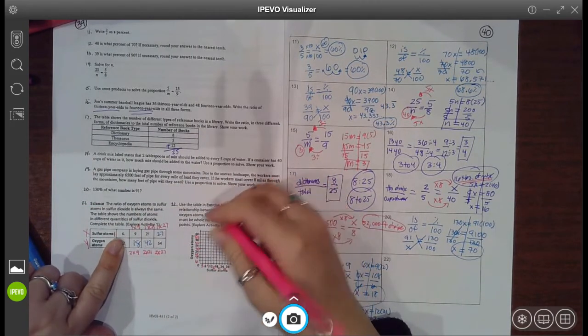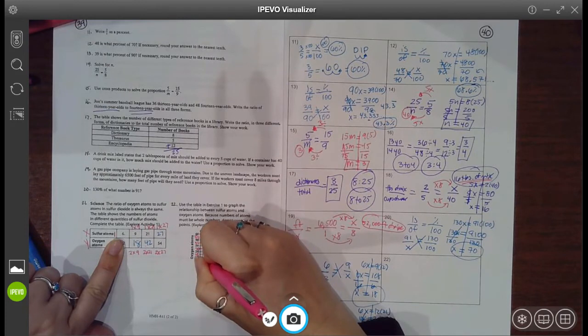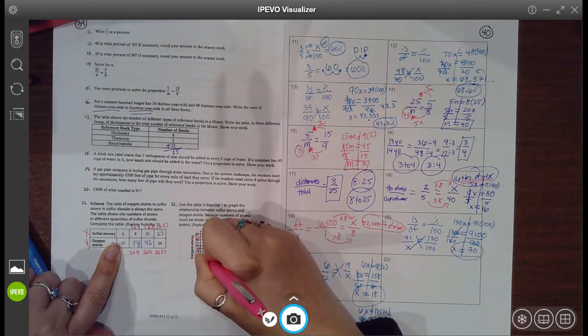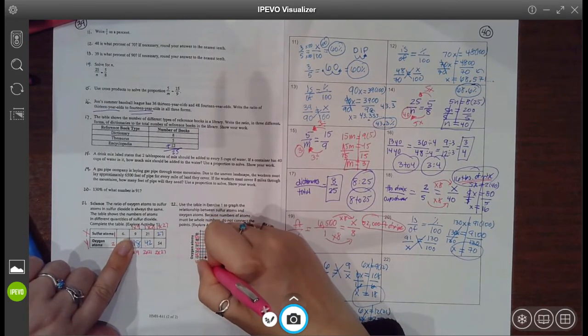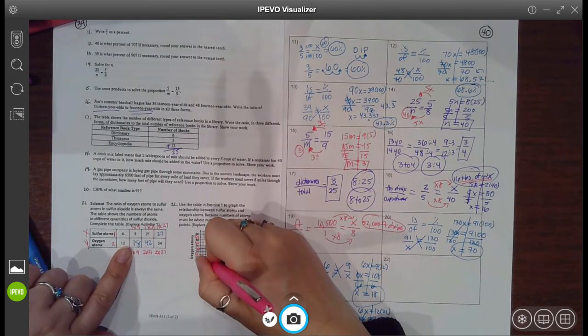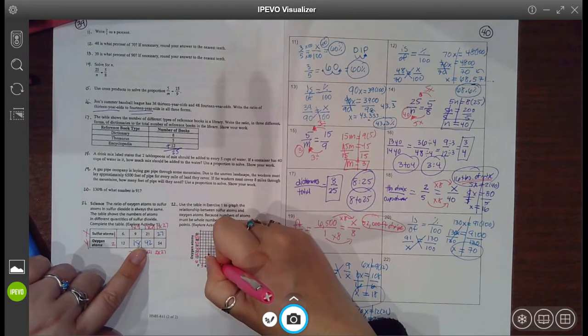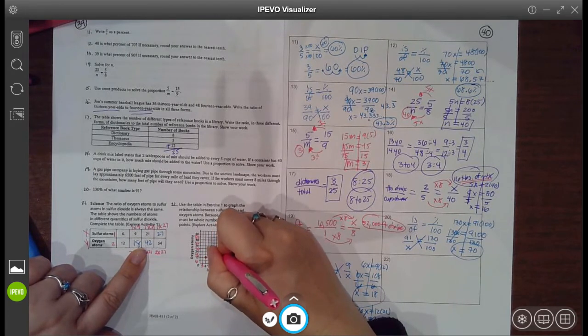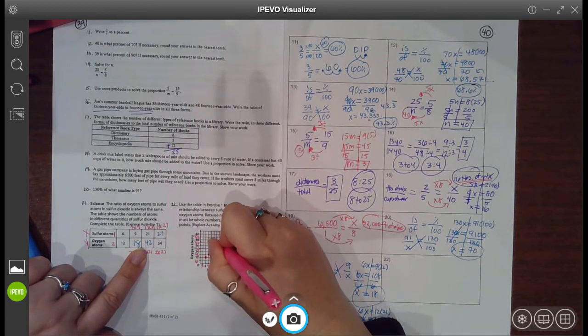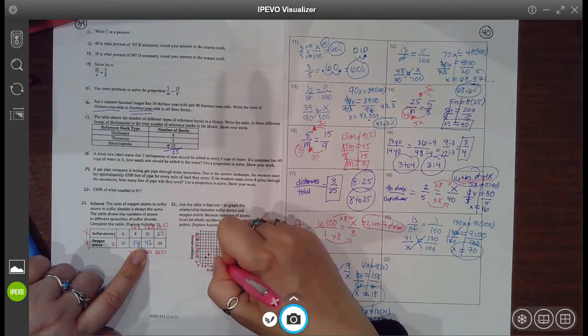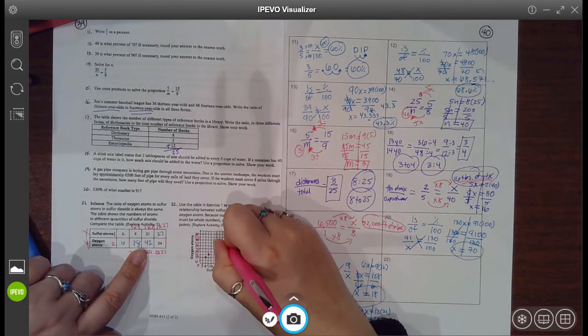So the first point is 6, 12. Then over 9 right here and up 18. Then over 21 up to 42. And over 27 up to 54.